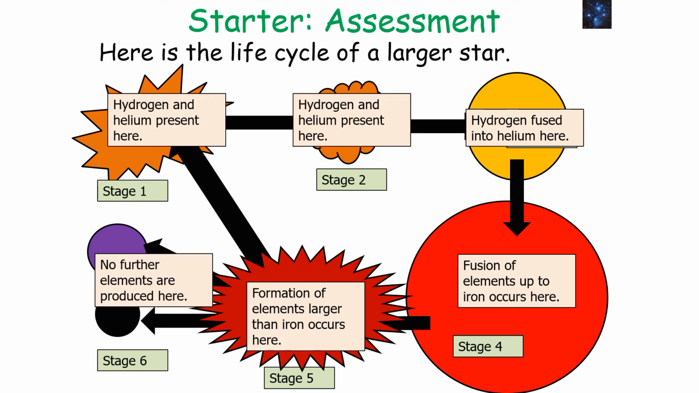When you get to the neutron star stage or the black hole stage, no further elements are produced, but it's important to note that the supernova will distribute all the elements throughout the universe to form new nebulae to allow new planetary and star systems to form.